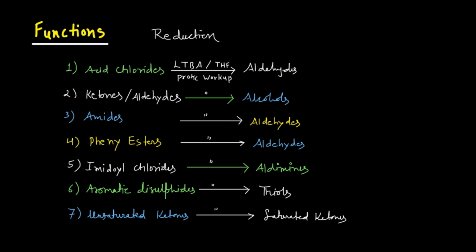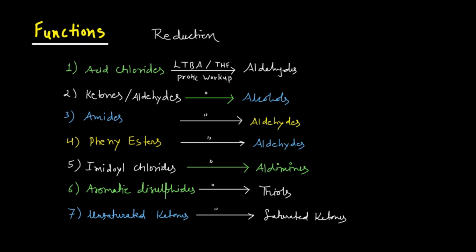But instead of this LTBA, if you take lithium aluminium hydride, then the reduction goes on a pretty long way, and the aldehyde gets further reduced to the alcohol. So if you want to stop your reaction only at the aldehyde stage, then you should use a bulky, mildly reacting reducing agent, and this LTBA serves this purpose pretty well.